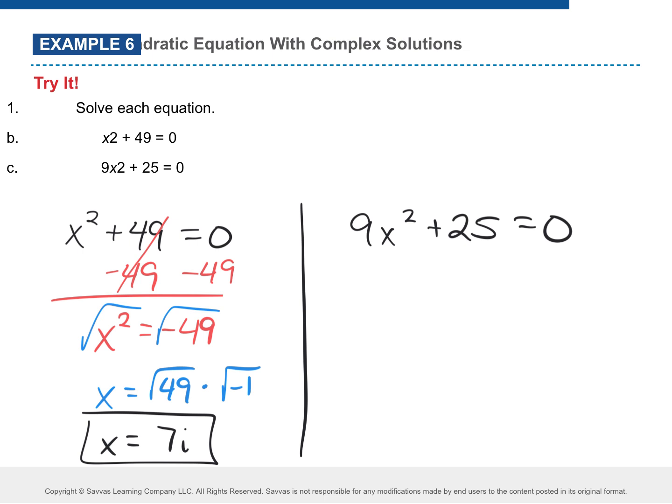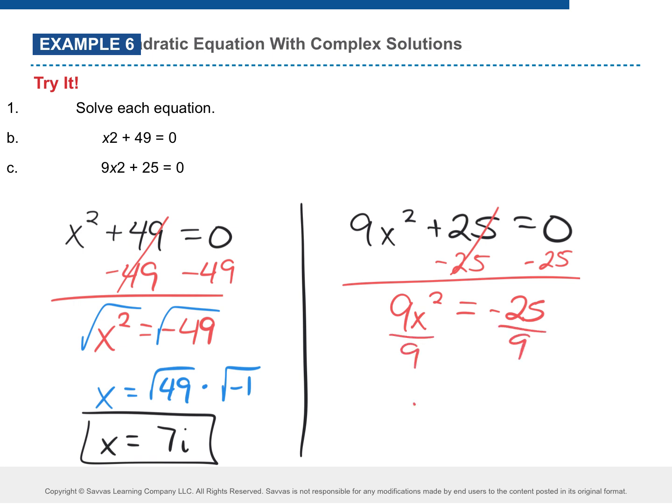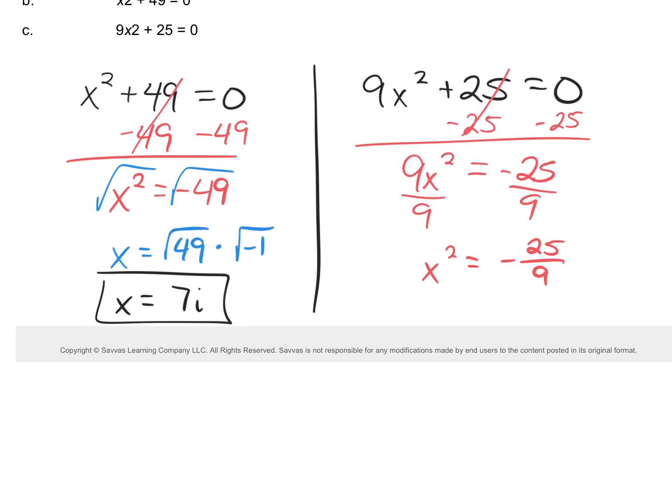What do I do on letter B? How do I get x by itself? What's first? Subtract 25. So I have 9x squared equals negative 25. What do I do from here? Divide by 9. x squared equals, I'm going to leave that as negative 25 over 9. How do I get x by itself here?